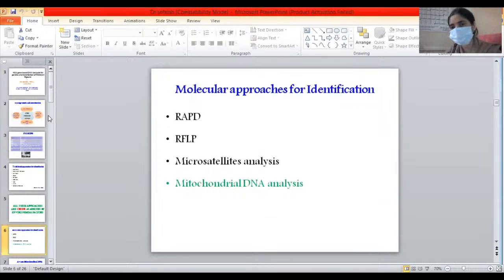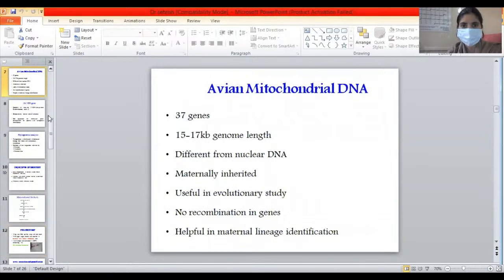That's why geneticists and biotechnologists are in search of the development of such authentic genetic methods. By using them, we can well identify the bird species. Among them, the molecular approaches, like randomly amplified polymorphic DNA, restriction fragment length polymorphism, microsatellite analysis like VNTRs and STRs, and mitochondrial DNA analysis, are important ones. For this current research work, we selected the mitochondrial DNA.